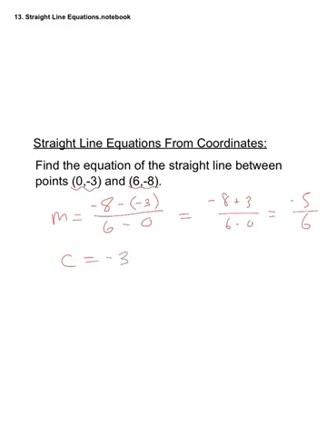And the final part of this is to put our information into the form y equals mx plus c. So our final answer will be y equals negative 5 over 6 x take away 3. There you go.